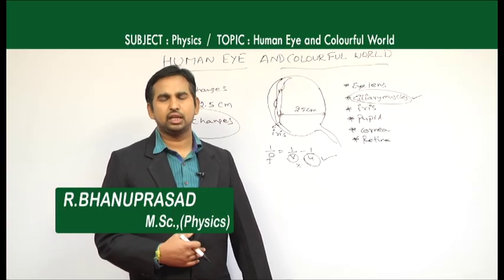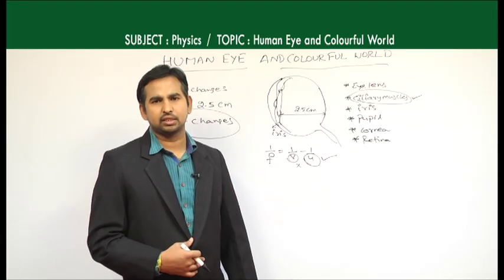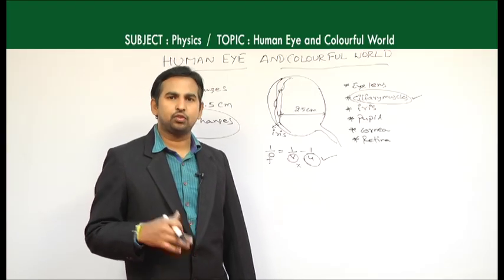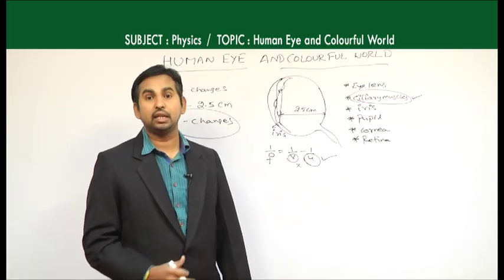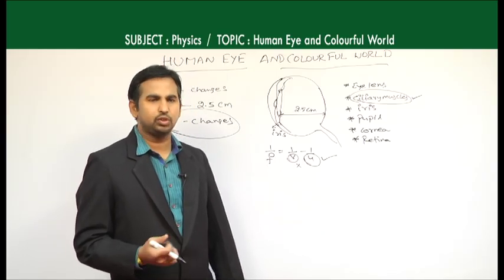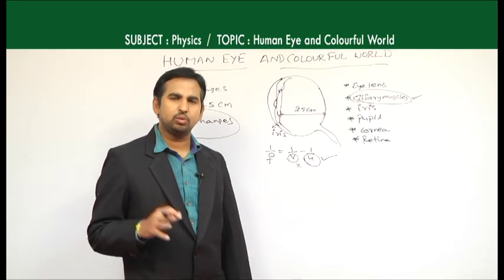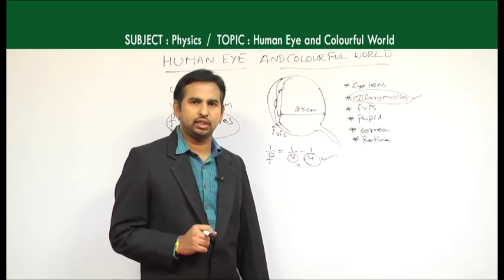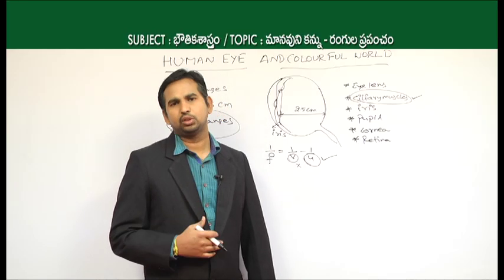The eye lens, as I said, is like a convex lens. As it is a convex lens, in most cases it forms real and inverted images. So, which means that the image which is forming on the retina, which is the screen, is an inverted image.